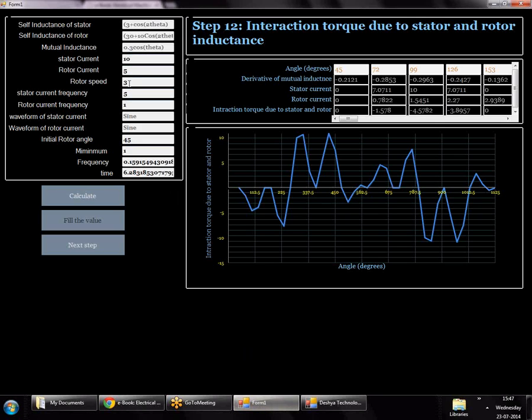So let's say my rotor speed is 3 radians per second, and I want a condition where my rotor speed is equal to stator current frequency minus rotor current frequency. To achieve that, I don't change my stator current frequency, but I change my rotor current frequency to 2. So my stator current frequency is 5, my rotor current frequency is 2. If I take the difference between the two, I get 3, and my rotor speed, angular speed of rotation, happens to be 3, and let the initial rotor angle be 45 degrees.